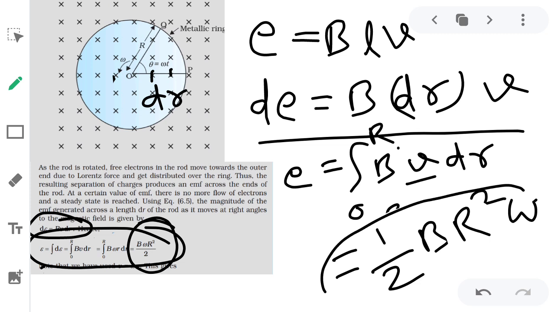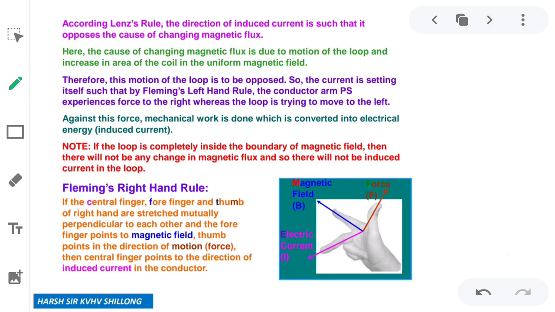This is also known as motional EMF, but a special case when we rotate a rod in magnetic field. Let's come to the next topic now. There are two methods to find direction of induced current or EMF. One is Lenz's law, that we already have known, and second is Fleming's right hand rule.